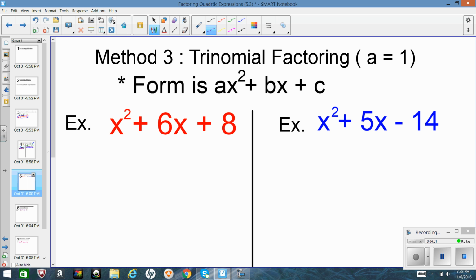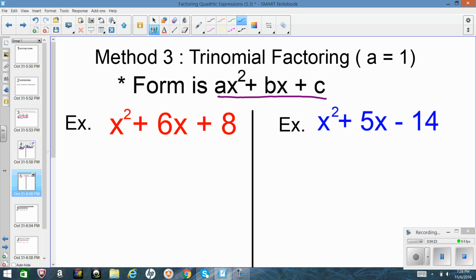Moving on to method 3, which is trinomial factoring, and this is when a equals 1. Notice it's in the form of ax squared plus bx plus c. Again, the first thing you're going to look for is a greatest common factor. The example on the left does not have a greatest common factor.